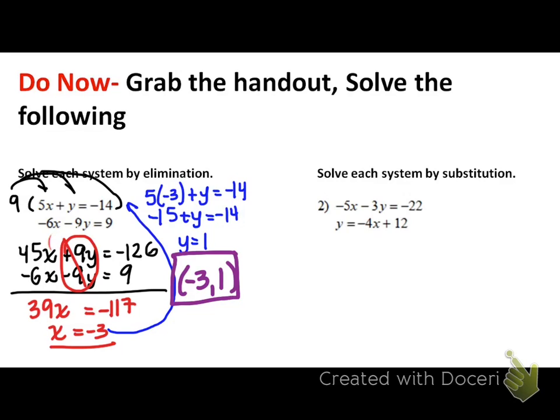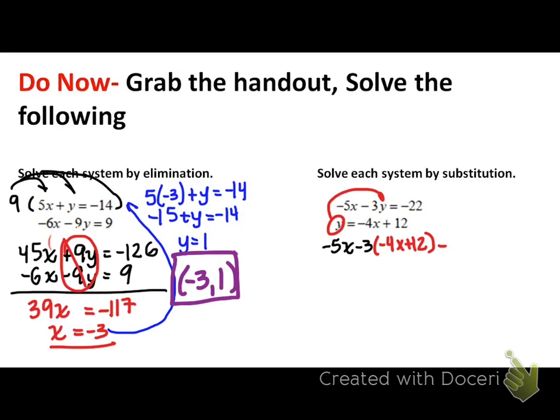Number 2. We have to isolate a variable. We're going to find our isolated variable y and plug it into the one up on top. This will be crucial for that one. So negative 5x minus 3 times the quantity negative 4x plus 12 is equal to negative 22.